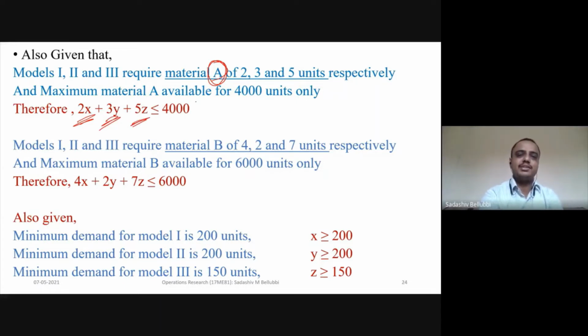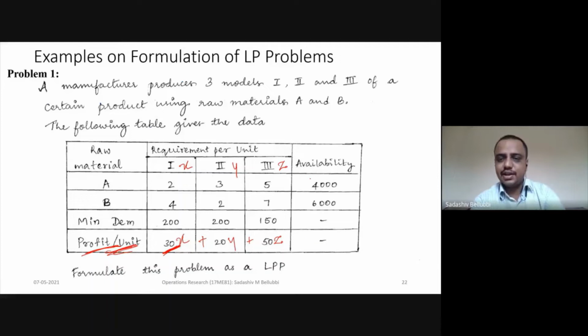to 4,000. You may ask where we are taking the 4,000 from. In the problem statement they are given that 4,000 units of material A are available. Only 4,000 units of material A are available, which means it should not be greater than 4,000. For example, if you divide material A among all 3 models, we cannot give more than 4,000. That's why we need to take the less than or equal to sign. Be careful, because this less than or equal to or greater than or equal to sign is very important in this formulation of the LP model.